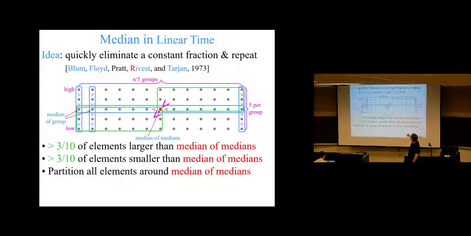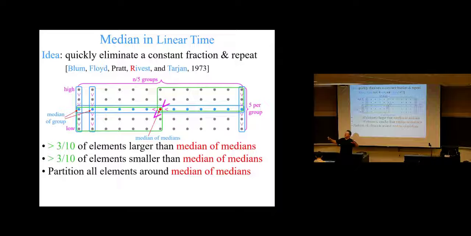Because 30%, 3/10 of the items are less than this red one right here, and 30%, 3/10 of them are larger than it. So when we pick it and then partition the others around it, 30% must be below it, 30% must be above it, and the rest may fall wherever they like. It doesn't matter where they fall. This guarantees that 30% are less than it and 30% are greater than it.